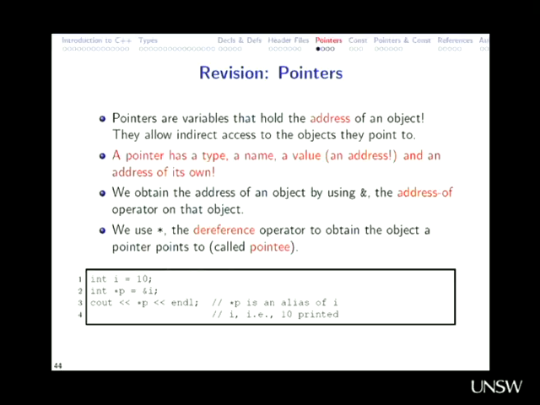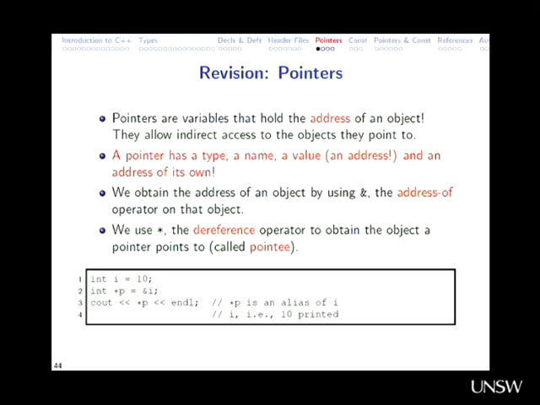Okay, so let's talk about pointers. Everyone should know what pointers are already, okay? Pointers hold the address of an object, allowing indirect access to the objects they point to. A pointer is a type. We talked about types before: bools, chars, ints, floats, doubles, etc. A pointer is a type itself. It has a name, and it has a value, which is the thing it's pointing to, its memory address, and a pointer itself has a memory address itself.